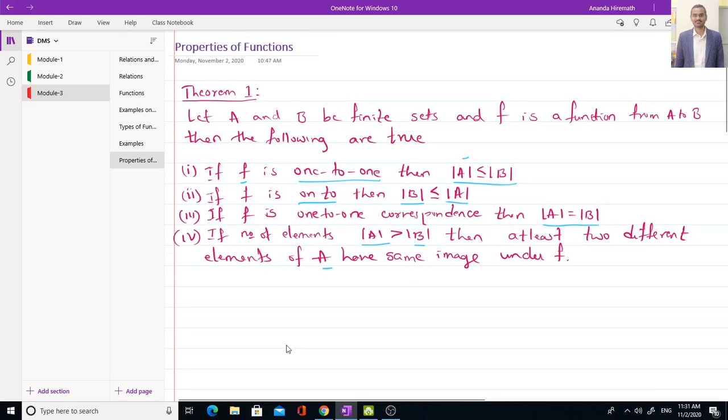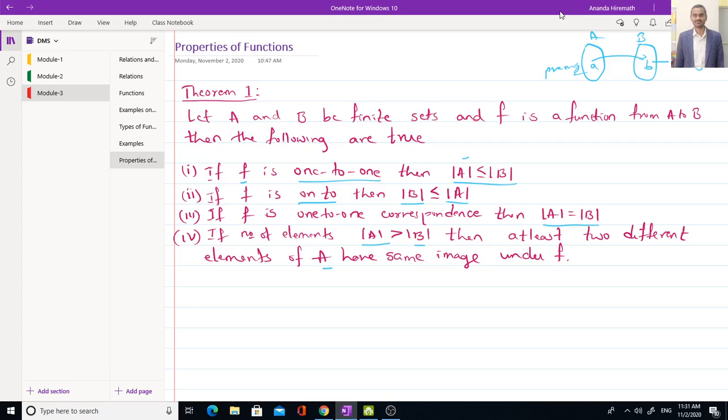Before that, let us try to understand what is image and what is pre-image. If there are two sets A and B and we have a function where A is mapped to B, here B is the image of A and A is the pre-image of B. You need to remember this.